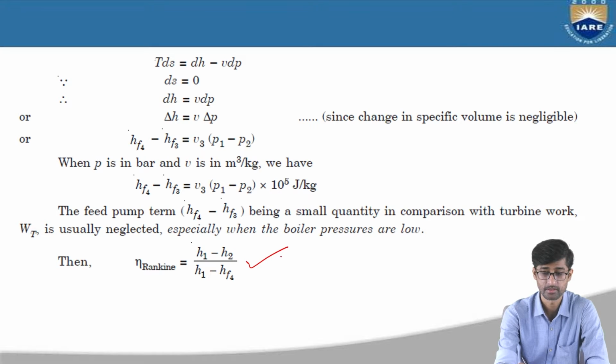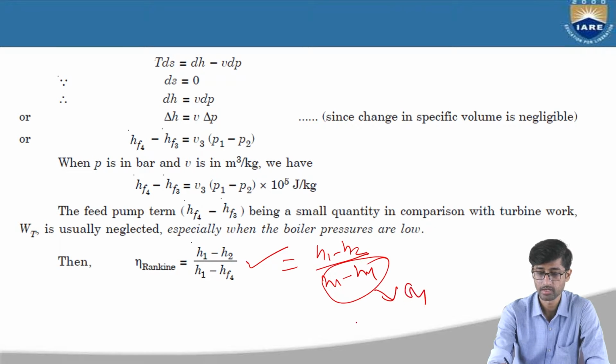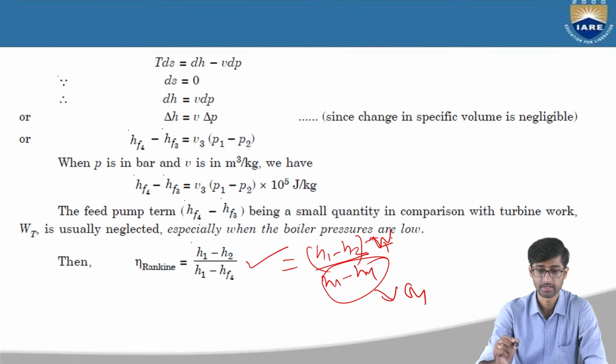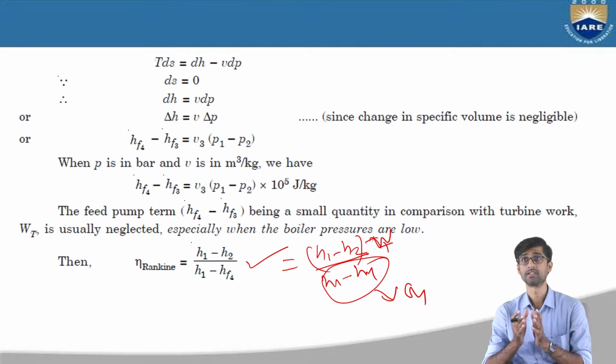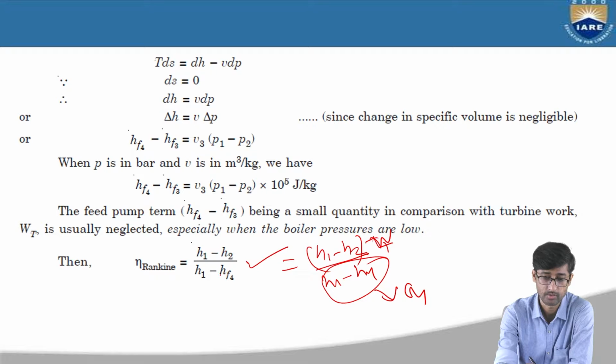Efficiency is equal to H1 minus H2 by H1 minus H4. This is the heat supply Q1 and this is the turbine work. And here the pump work should be neglected because it is a very small quantity in comparison with the turbine work. That's why the pump work is neglected here. So now the efficiency becomes turbine work by heat supply.